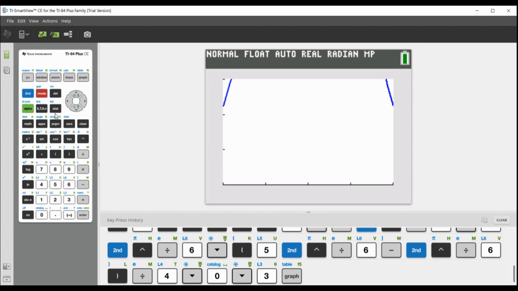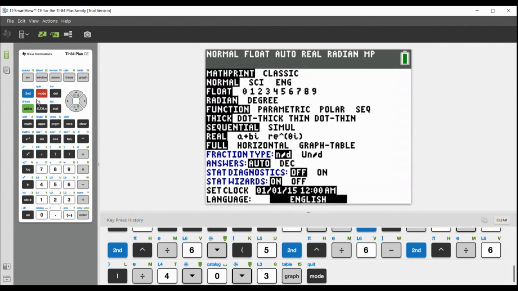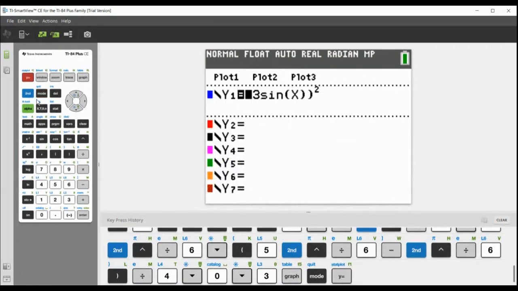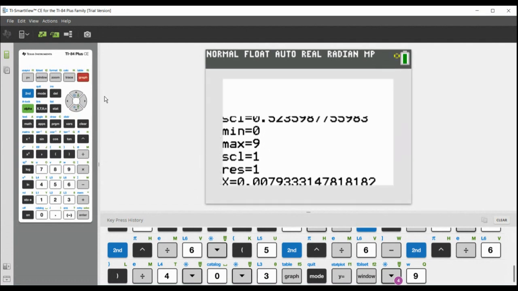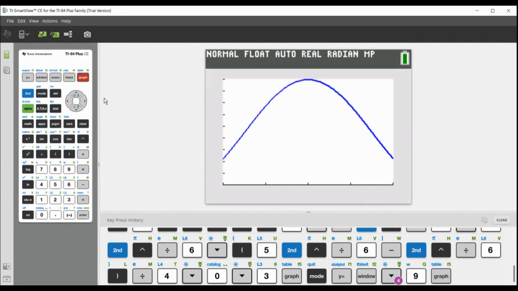Oh, wait, let me check my mode. In radians, let me check my window here. Let me just change this to like 9 and graph here.